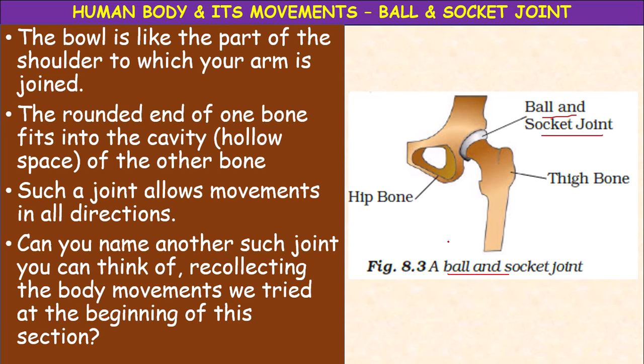Here, can you name another such joint you can think of, recollecting the body movements we tried at the beginning? Try to recall where these ball and socket joints are present. Yes, you can bowl the ball with the help of the ball and socket joint. Your shoulder and arm bone, your hip region and thigh bone, these are the best examples of ball and socket joints.